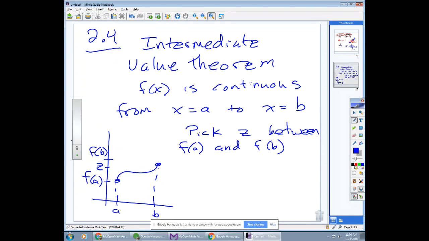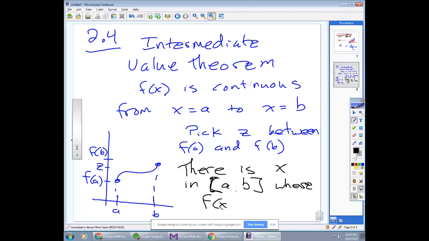What the intermediate value theorem says is there has to be some x value in between. So there is an x in that interval ab where f of that x value happens to be that y value we picked. So bottom line is, if we have a continuous function between 2 points, for any y value you pick, there's an x value that goes with it in the interval you started with.